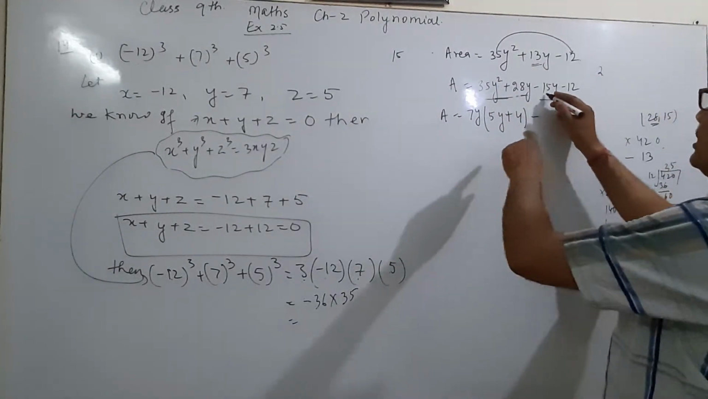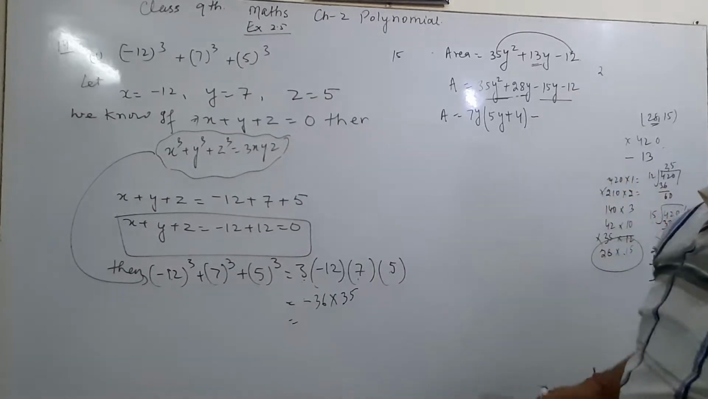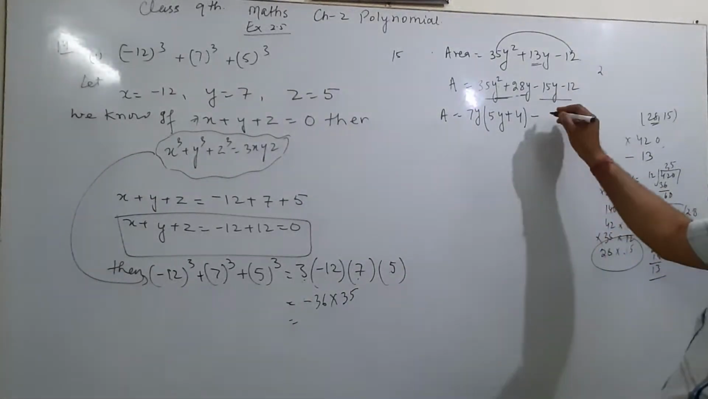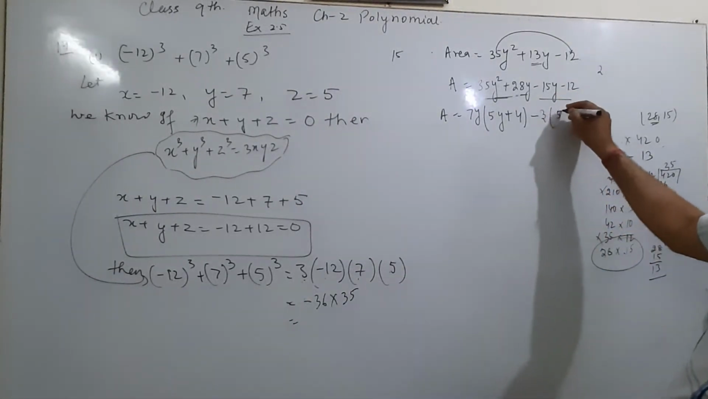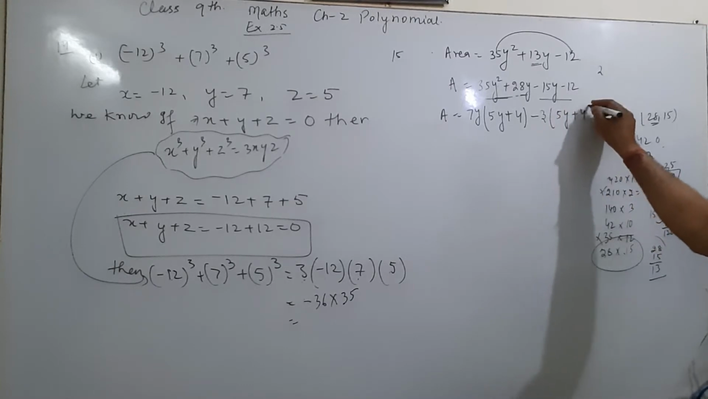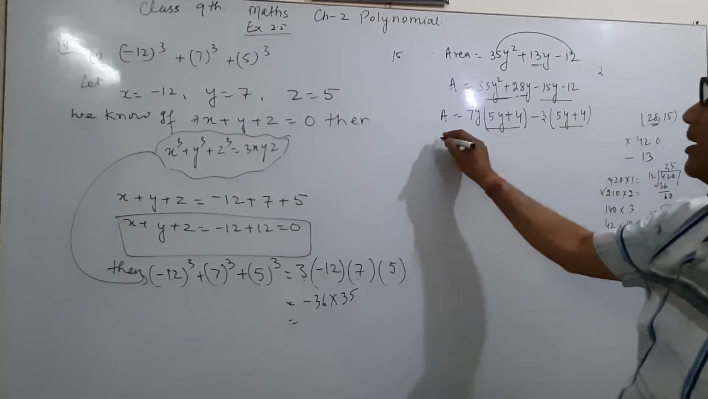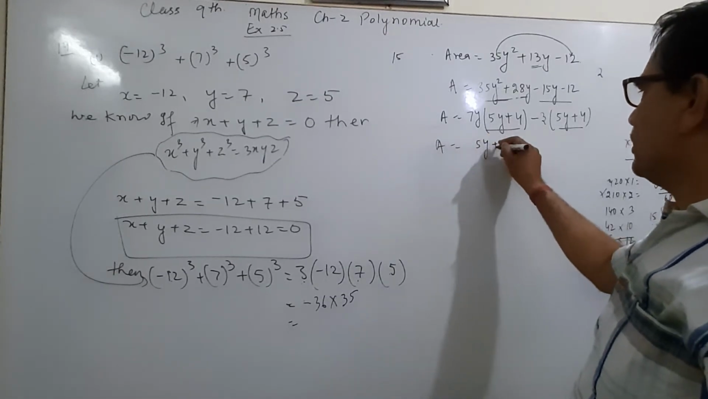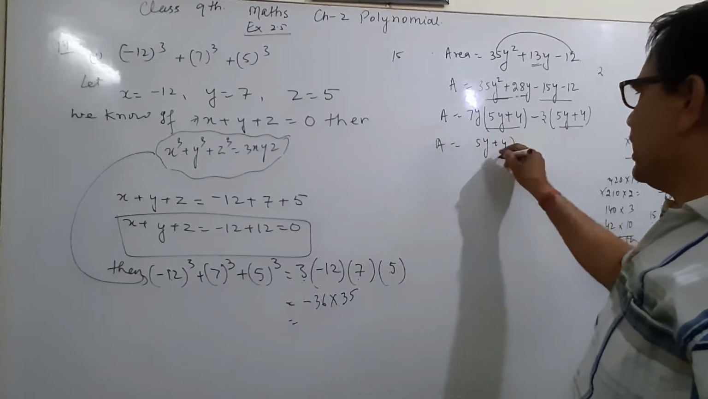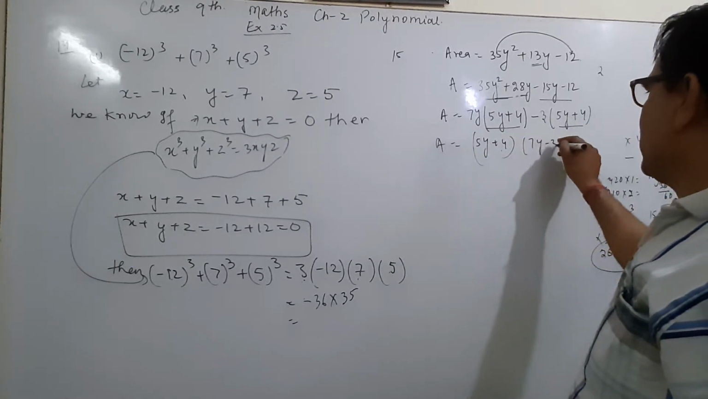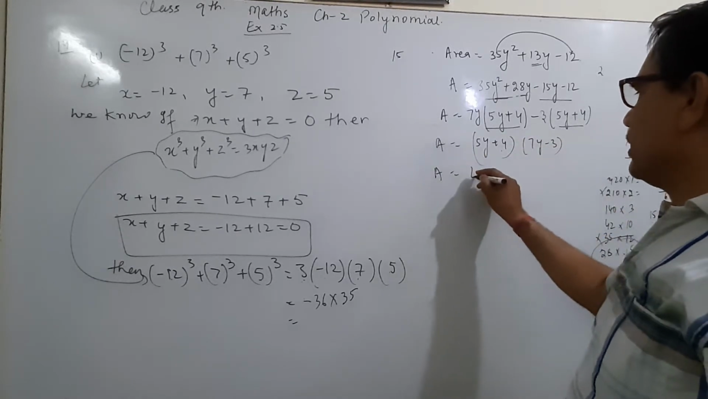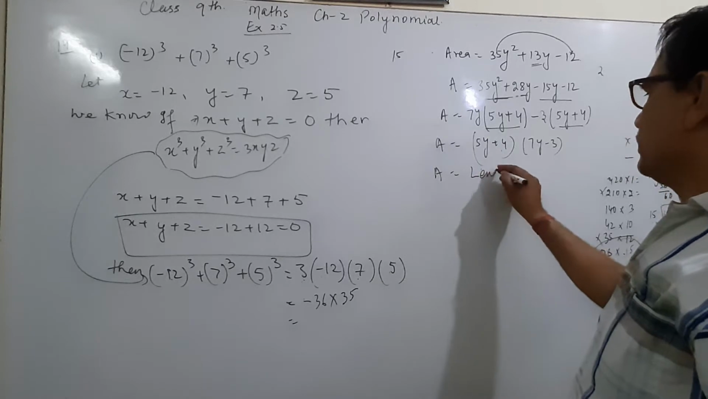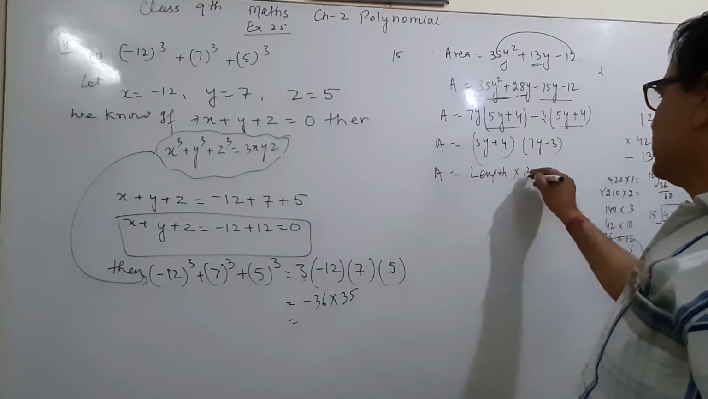Minus. What is common in 15 and 12? 3 is common. So 5y plus 4, and this will be the same. Area is equal to 7 times (5y plus 4) and (7y minus 3)? The area of a rectangle is equal to length into breadth.